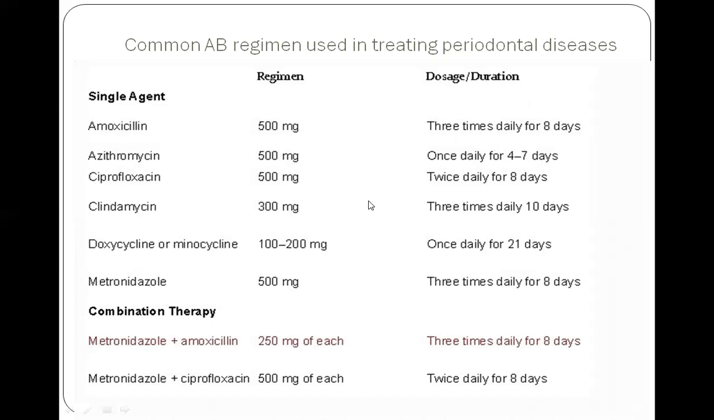There are other combinations or regimens that we might think about. For example, using amoxicillin alone, 500 milligrams 3 times a day for 8 days, azithromycin once daily, ciprofloxacin twice daily, clindamycin 3 times daily, doxycycline or minocycline once daily for 21 days. Here, because it is once daily, the concentration is small. Metronidazole 500 milligrams 3 times a day. The combination, as we said, is either metronidazole and amoxicillin or metronidazole and ciprofloxacin.